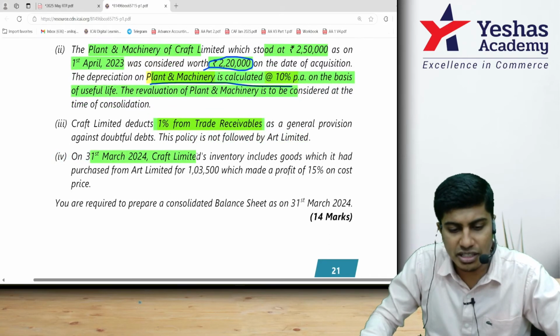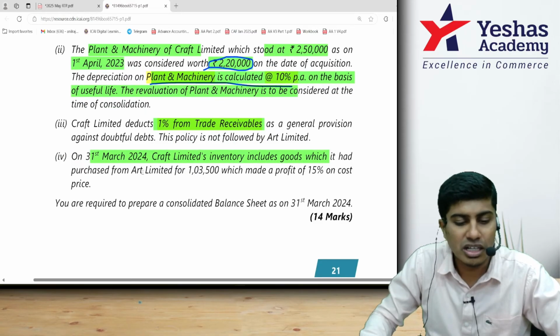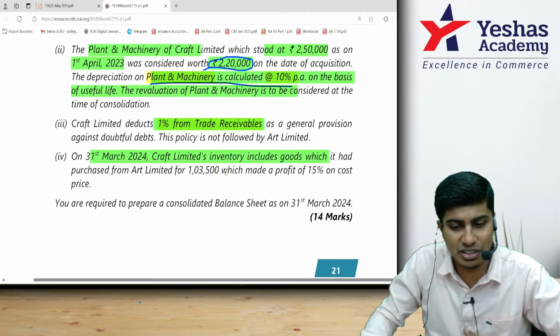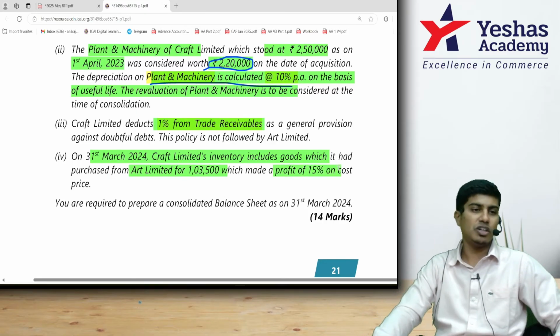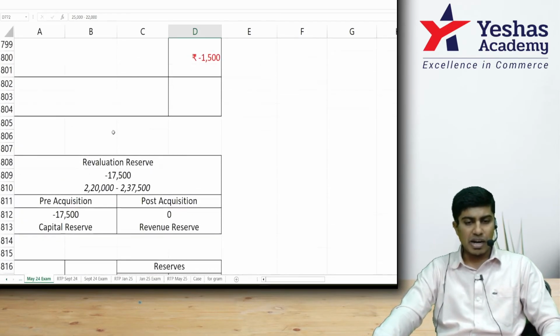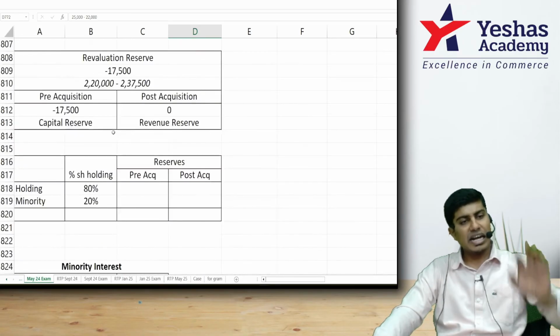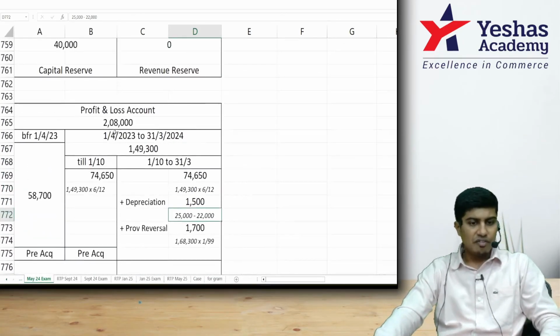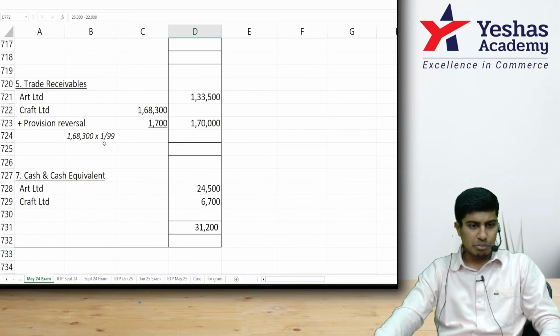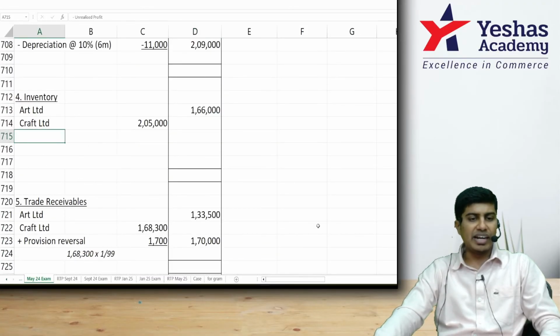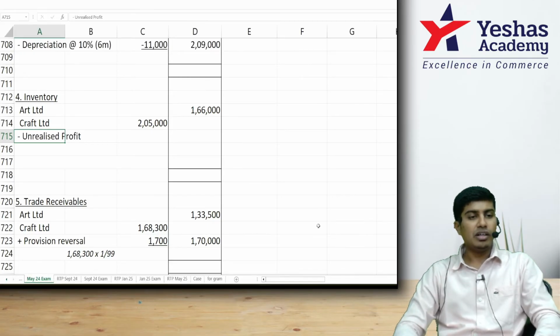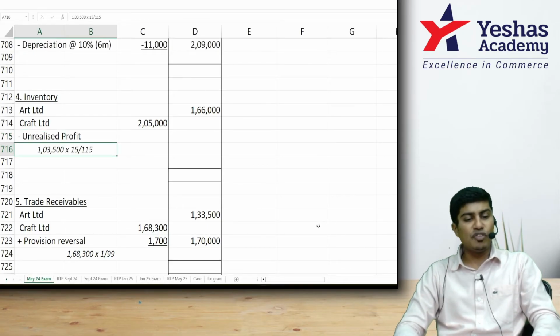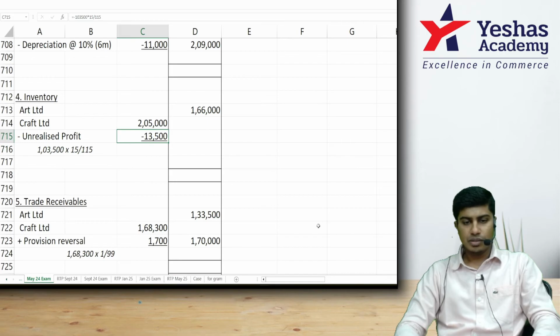On 31st March, Craft Limited's inventory includes goods purchased at 1,03,500, profit 15% on cost. I told you this part. Do you remember? Cost is 100, profit is 15, selling price is 115. From inventory, I will deduct unrealized profit. That is 1,03,500 into 15 by 115. If you deduct it, you get 191,500.